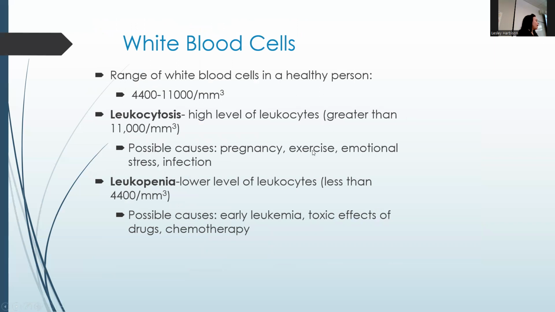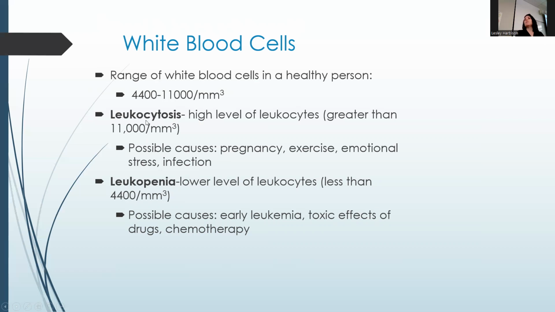So a little bit about a healthy range for your white blood cells, because if you get out of that healthy range, there are problems there. And so just understanding that, since we're talking about the blood. A range of white blood cells for a normal healthy person is between 4,400 and 11,000 cubic millimeters. I always forget what those little things mean, so I have to write it down. But you don't have to memorize that for a quiz.